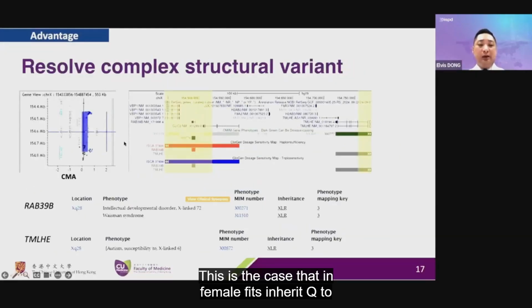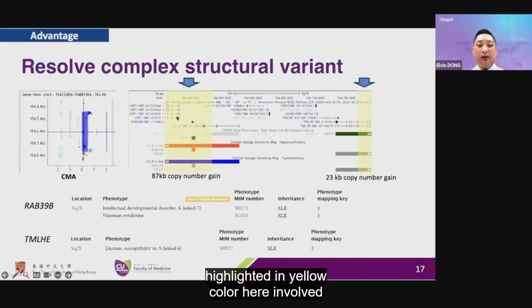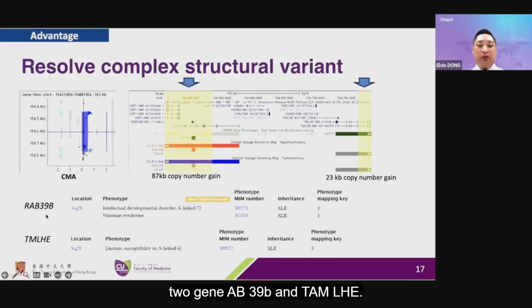This is a case of a female fetus who inherited an Xq28 duplication, which overlaps with the recurrent Xq28 duplication syndrome, but mate-pair sequencing only reports 2 smaller duplications, highlighted in yellow here, involving 2 genes, RAB39B and TMLHE.